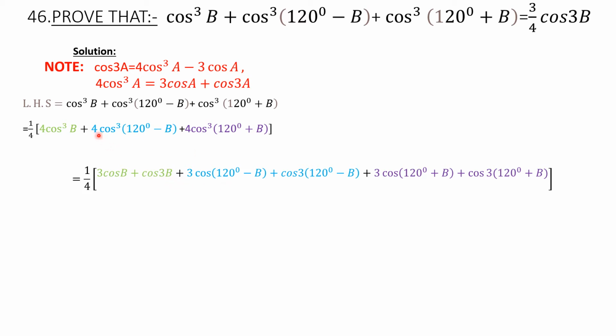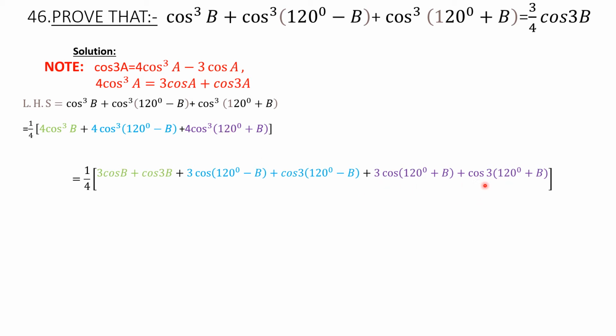Now similarly, it is 4 cos cube 120 minus b. We'll consider it as a single angle, let's say theta. So it is 4 cos cube theta. Again 4 cos cube theta is 3 cos theta plus cos 3 theta. So same thing, we have applied the formula over here. It is 3 cos theta plus cos 3 theta. And same thing in the last term, we have applied the formula.